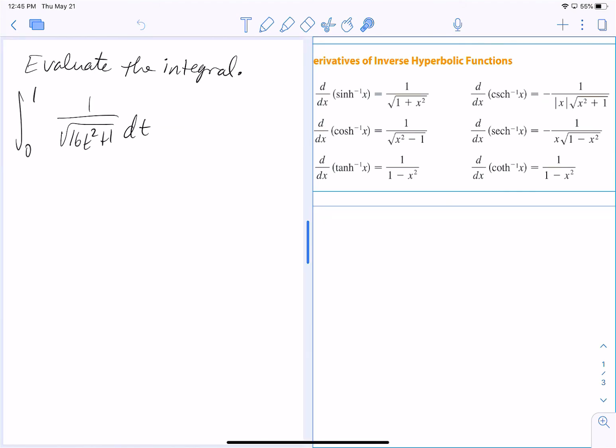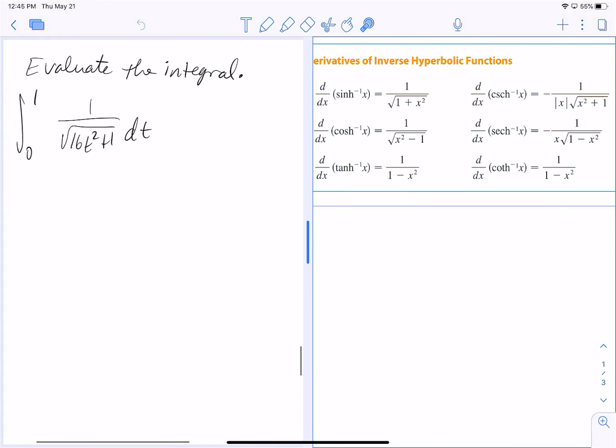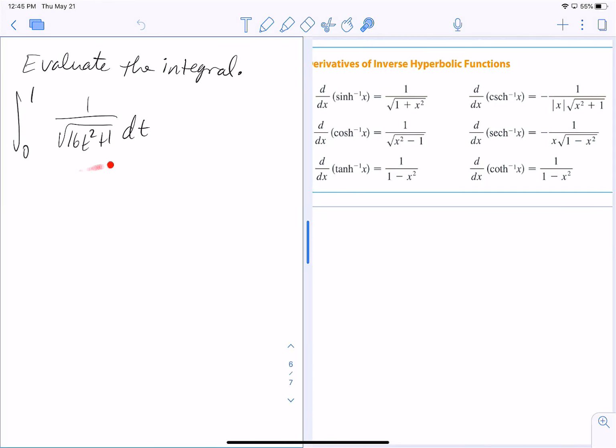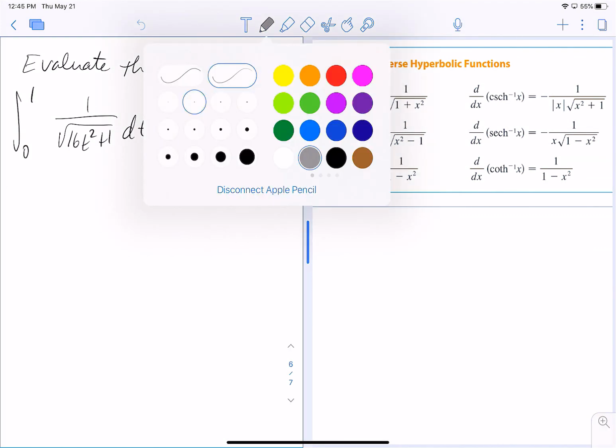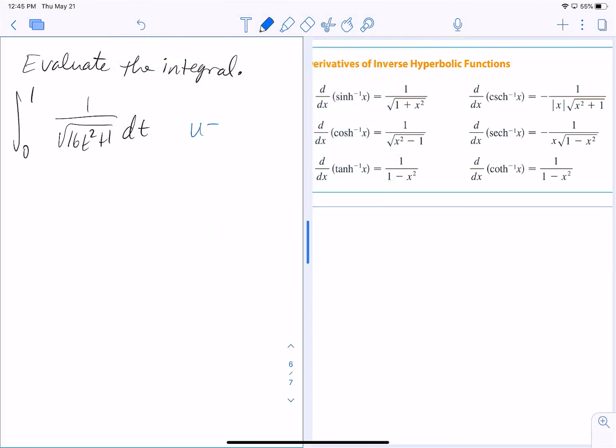Looking at the derivatives of the inverse hyperbolic functions, I see that one of them has 1 over the square root of 1 plus x squared. So that actually fits the form of what we're looking at here with our integral. We do have to use a u substitution here. It doesn't have to be a u substitution, but we're going to use a substitution here. u is going to be 4t because our radicand is really, I'm envisioning this as u squared plus 1.